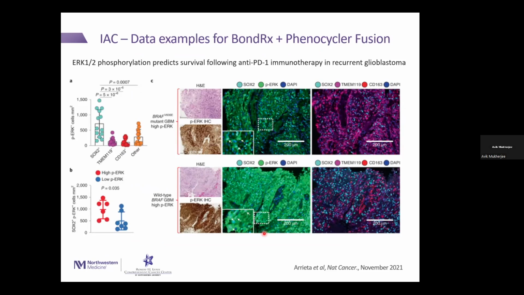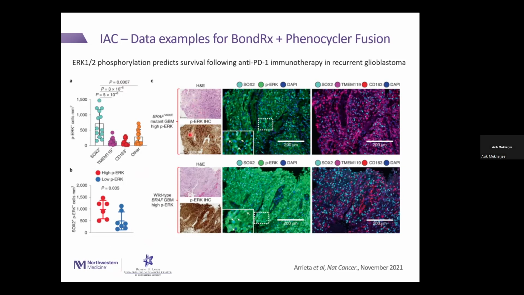What they did was they stained their glioblastoma tissues from 2 patient cohorts with 6 markers. Those were SOX2 for tumor cell marker, TMEM119 for microglial marker, CD163 for macrophages, and so on. And you can see here they did H&E staining and PERK staining.